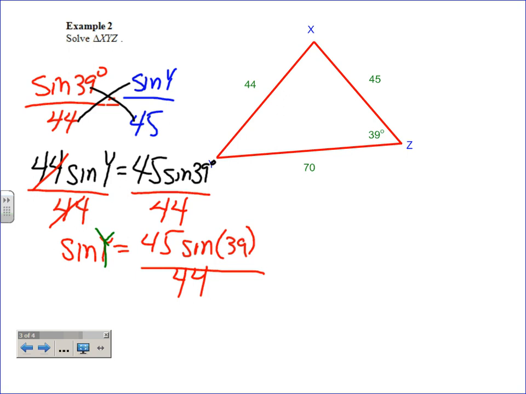Well, it's got a sine on it. And we learned yesterday to break the sine away, you have to do the opposite, which is arcsine of that. And so you take arcsine of both sides because over here it'll cancel. So angle y is going to equal the arcsine of all of that.